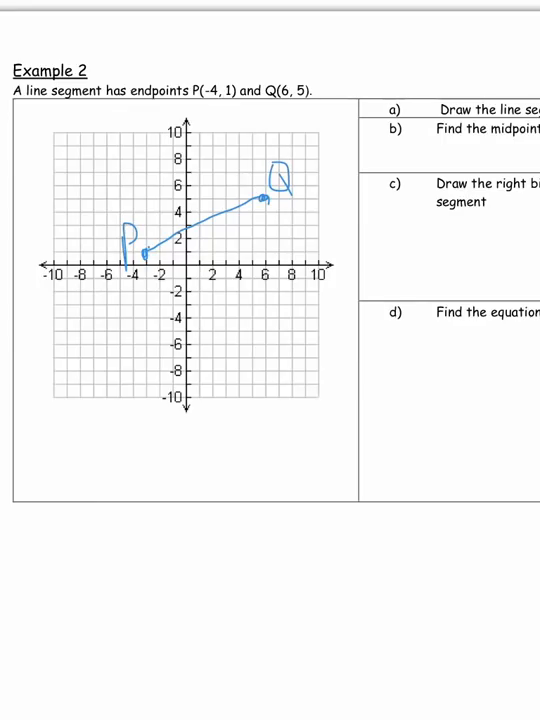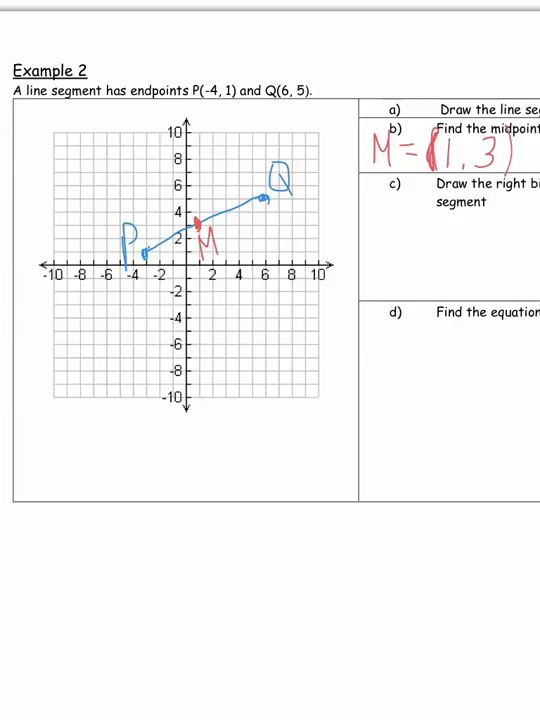Okay, so first thing we need to do is, of course, find the midpoint of PQ. So just using the coordinates, we can find the midpoint of PQ. We have -4 plus 6 is 2, divided by 2 is just 1. And we have 1 plus 5 is 6, divided by 2 is 3. And it should work out nicely when you have this picture. It's pretty close here. We'll call that our midpoint M.